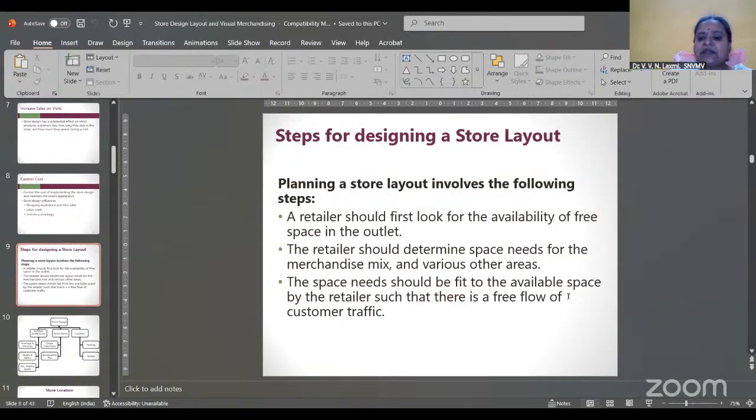One second, let me stop the share once. Yeah, let me share the screen.